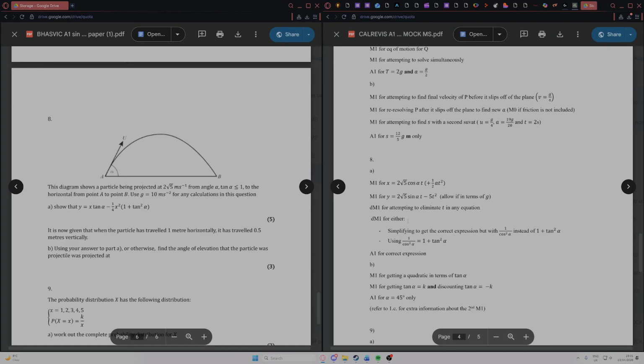So I said you get this method mark if you either just use the identity, sec squared alpha equals 1 plus tan squared alpha, which is this one, or you fully simplify the expression and you don't use the identity. So it's one of these two things. Because if you do both of them, then you're going to get this A1 mark. But if you only do one of them, then you can get this M1 mark.